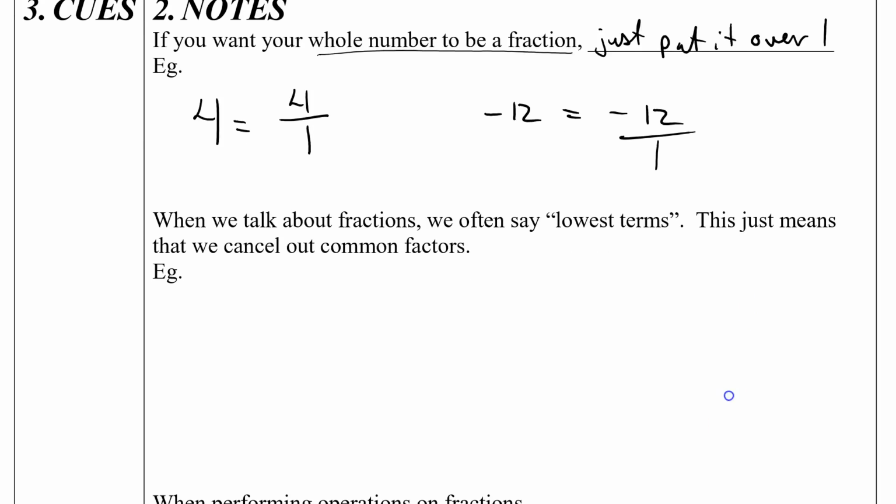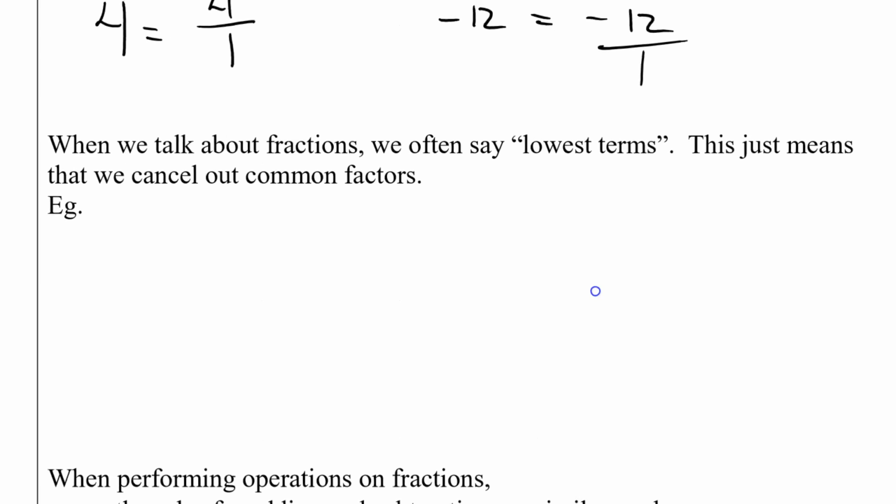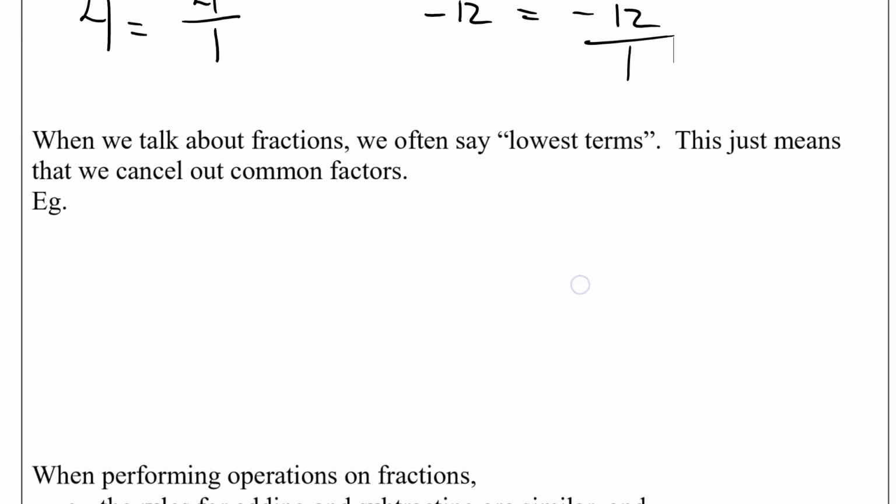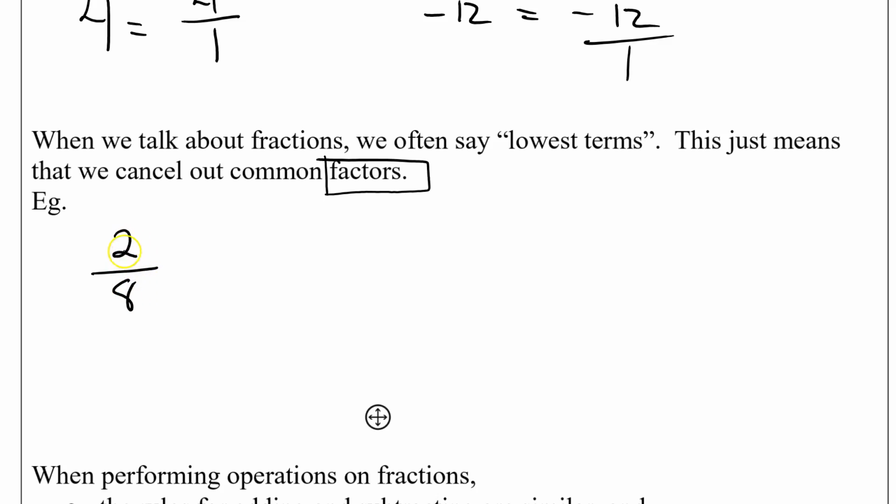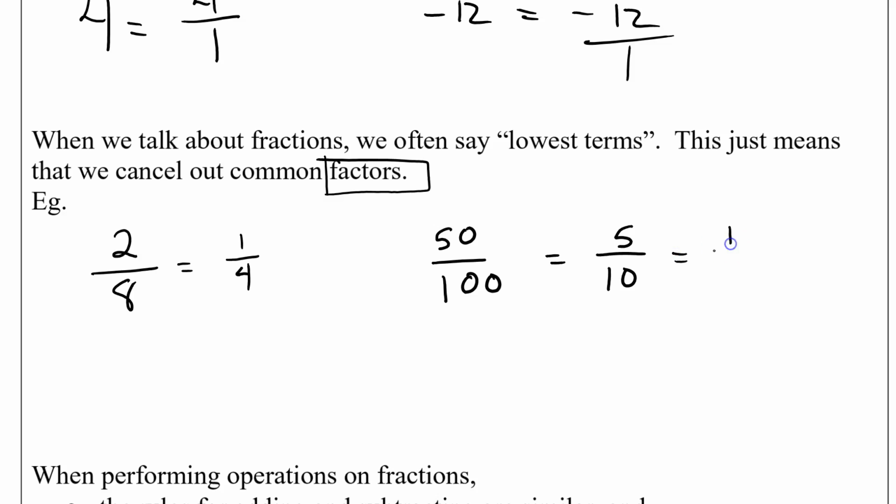Woot! When we talk about fractions, we often talk about fractions needing to be in lowest terms. This just means that we have to cancel out common factors. So for example, if I would say 2 over 8, I know both of these are even, so I can divide both by 2, and I would get 1/4. Another one could be 50 over 100. I can divide both by 10, 5 over 10, and I can divide both by 5. So then the lowest terms is 1 over 2.